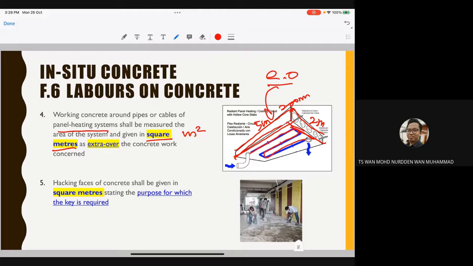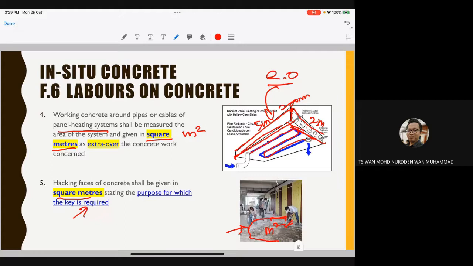Concrete work concerned. And number 5, hacking faces of the concrete shall be given in square meter. Hacking faces of the concrete, and stating the purpose for which the key is required. Maksudnya kita dah ada concrete kat sini, tapi kita hack pakai any kind of methods lah. Hack tu is up to contractor lah. So kawasan yang kita hack tu, katakanlah kawasan ni, so kita measure dia dalam meter square.